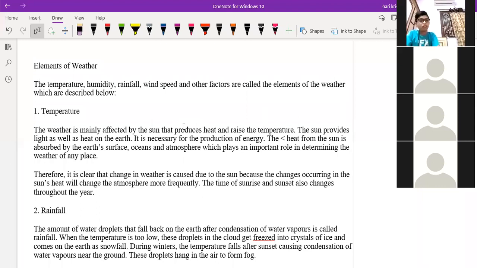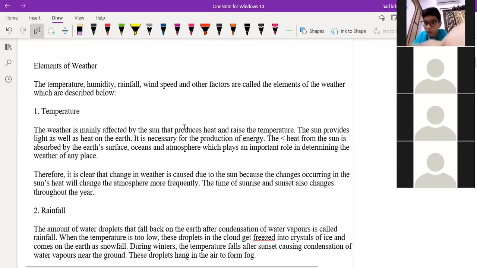Okay. The next one is rainfall. Tell me, what is rainfall? Sir, rainfall is the amount of water droplets falling onto the earth's surface. Okay. Now, how will rainfall affect the temperature and weather?